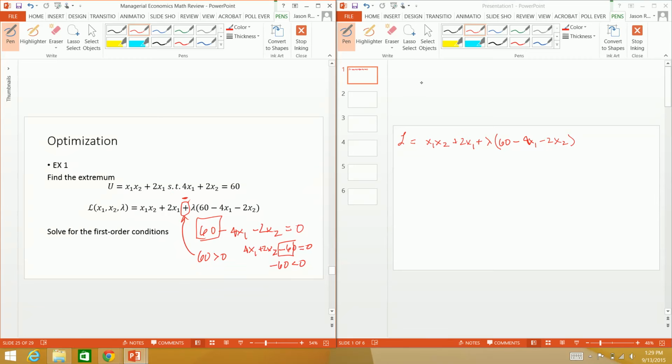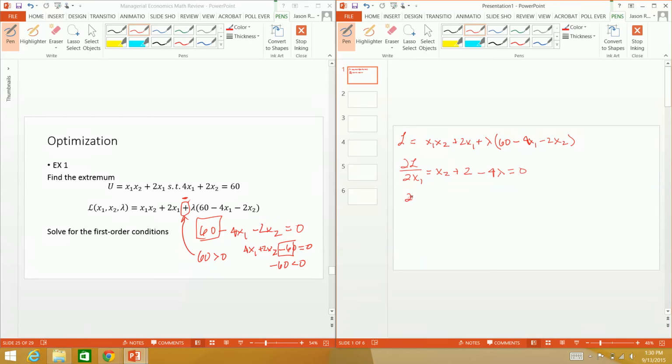So now the next step for solving a problem this way is to take the partial derivative with respect to each one of our inputs, x1, x2, and lambda. So we'll do x1. Now we're going to treat any value that isn't an x1 as a constant. So for the first term, x1 times x2, the derivative is just x2, plus we have an x1, and the derivative of 2x1 is just 2. And then if we were to distribute lambda, we would take the derivative of 4 lambda x1 to get 4 lambda. We're going to immediately set that to 0.